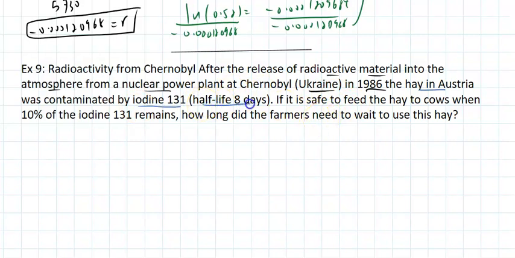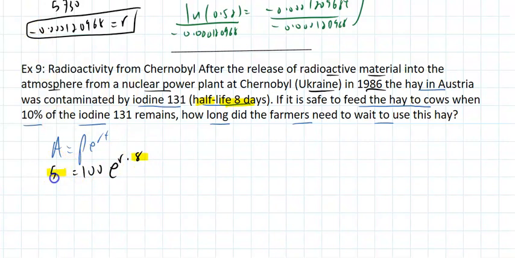Now, the half-life for iodine-131 is 8 days. They figured it is safe to feed the hay to the cows when 10% of the iodine remains. How long did the farmers need to wait to use this hay and feed their cattle? Well, A equals P e to the rt. Assume 100 is present. Not 1,000, 100. e to the r in 8-day time. Half of the 100 is going to decay. It's going to become 50.